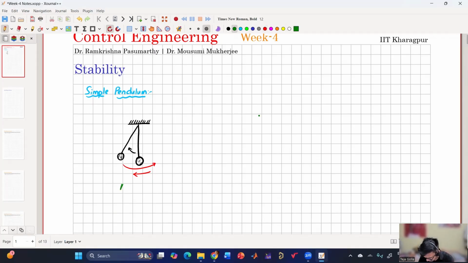So in the presence of air drag, once it rests, even if you give some perturbation, it will come back to its original position. No matter how much the disturbance is, it will come back to its original position after a certain time. So this system is called a stable system, which will return to its original position even under some perturbation or disturbance.